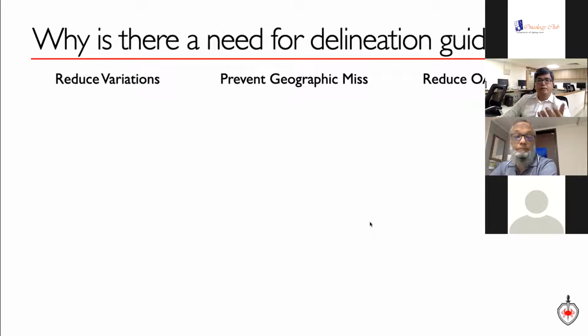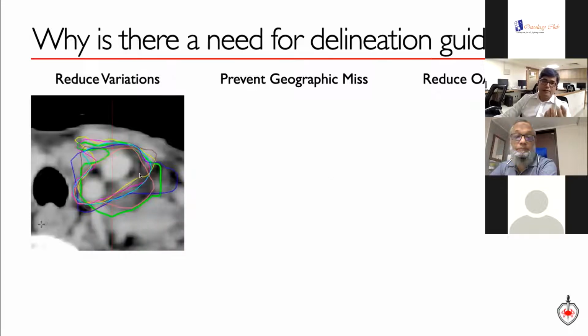Obviously, we all would like to know why there is a need for a delineation guideline in the first place. We all want to reduce our variations. We all want to prevent a geographic miss, and we all want to minimize organs at risk doses. And the only way to do that is to standardize what we are doing. But unfortunately, as you can probably see, this is what our residents actually drew as the level 4 nodal level.